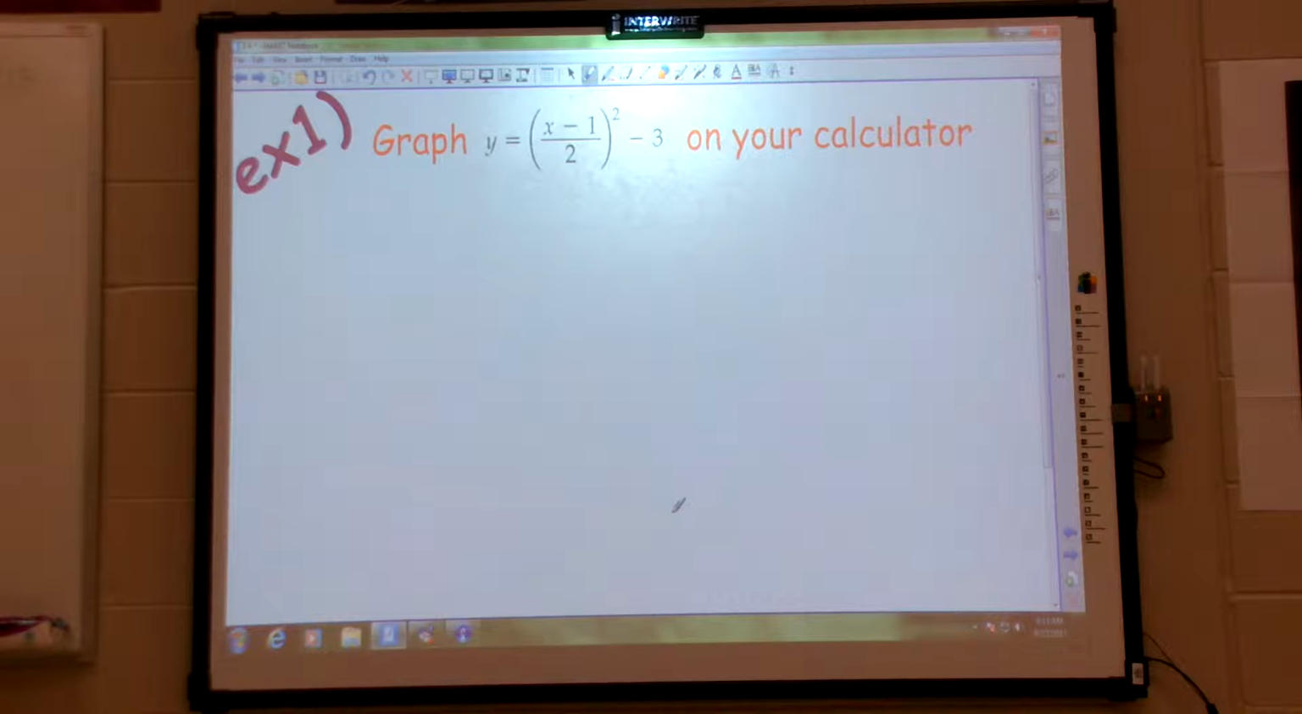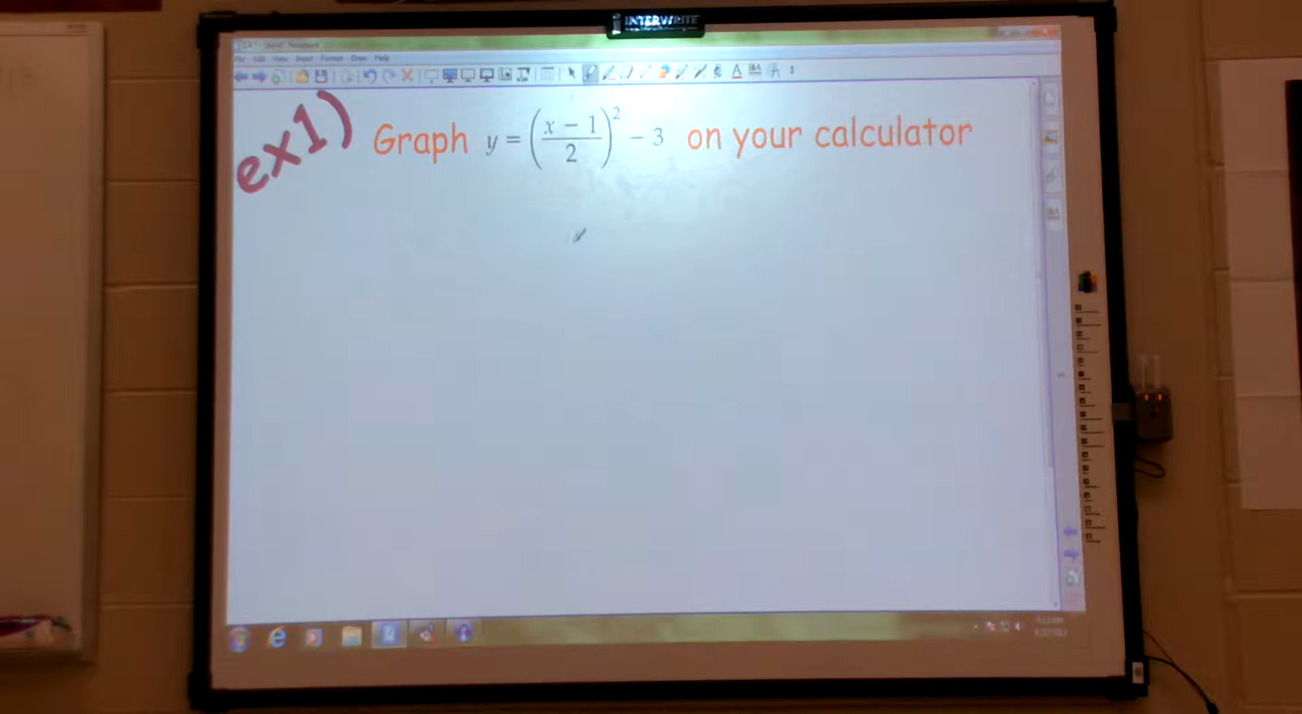Write down first. Graph y equals (x minus 1 over 2) quantity squared minus 3. Now, could I just graph this in regular Cartesian mode? Could you graph this? Yes, you could. But I want a little practice of putting it in parametric.